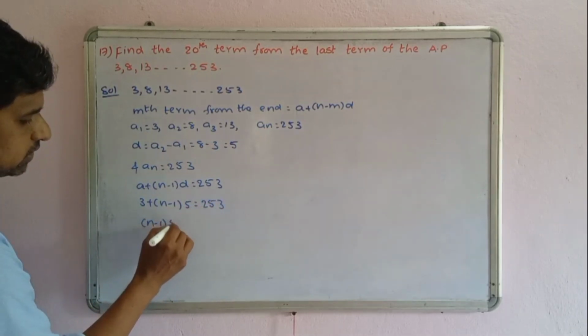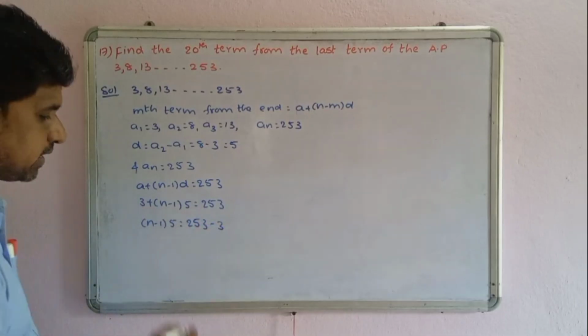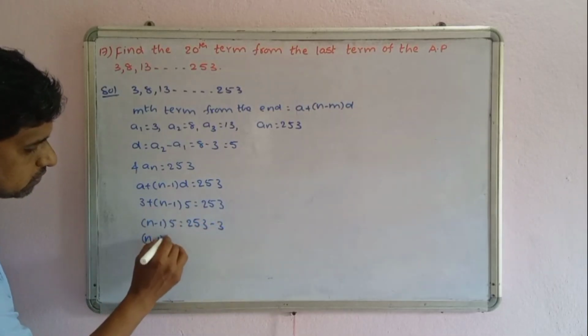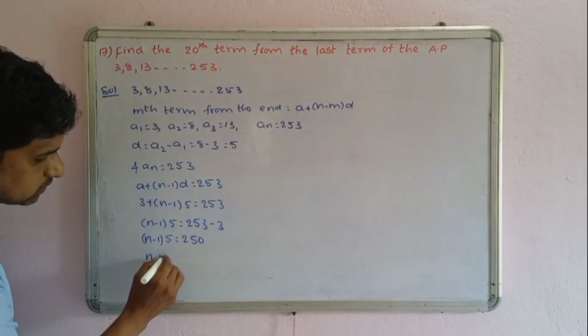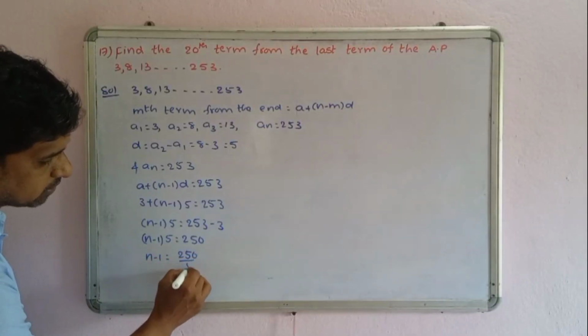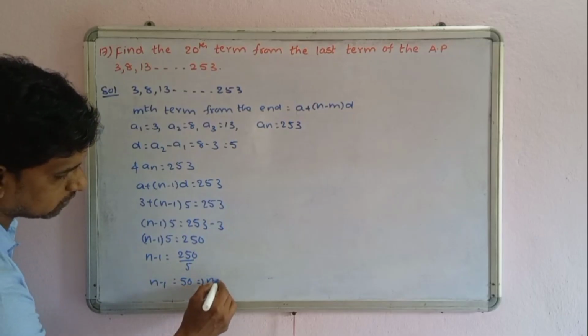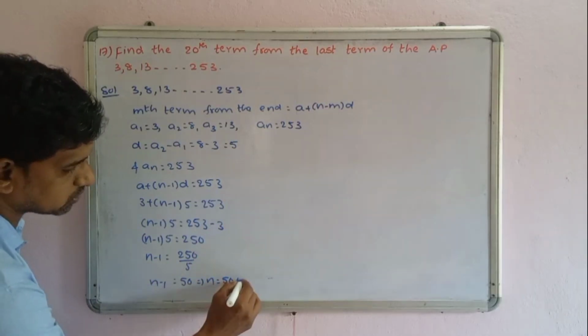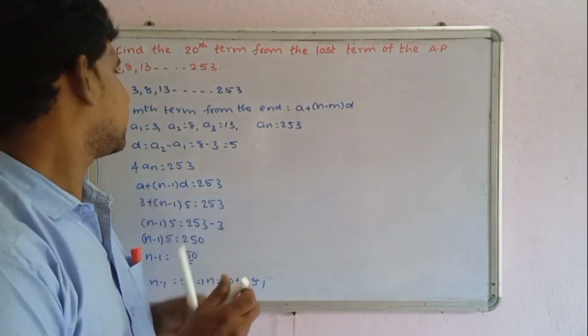So n minus 1 into 5 equals 253 minus 3. Transposing 3 to the right side, minus 3. So n minus 1 into 5 equals 250. So n minus 1 equals 250 by 5, that is 50. So n equals 50, transposing minus 1 to the right side, plus 1. So 50 plus 1 is 51. Now we will find the nth term.